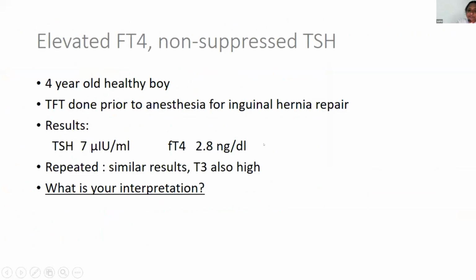A 4-year-old healthy boy, TFT was done prior to anesthesia and TSH was 7, but we see that free T4 is high. Repeated tests, similar results, and T3 is also high. Any thoughts?